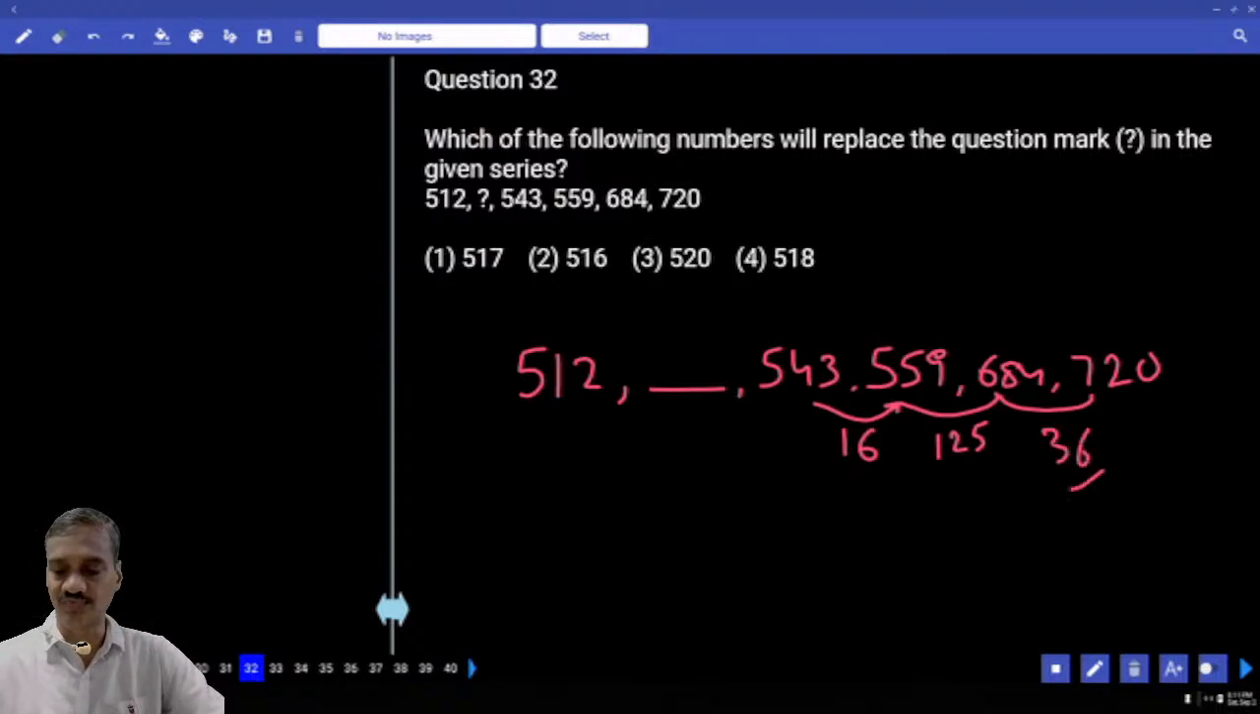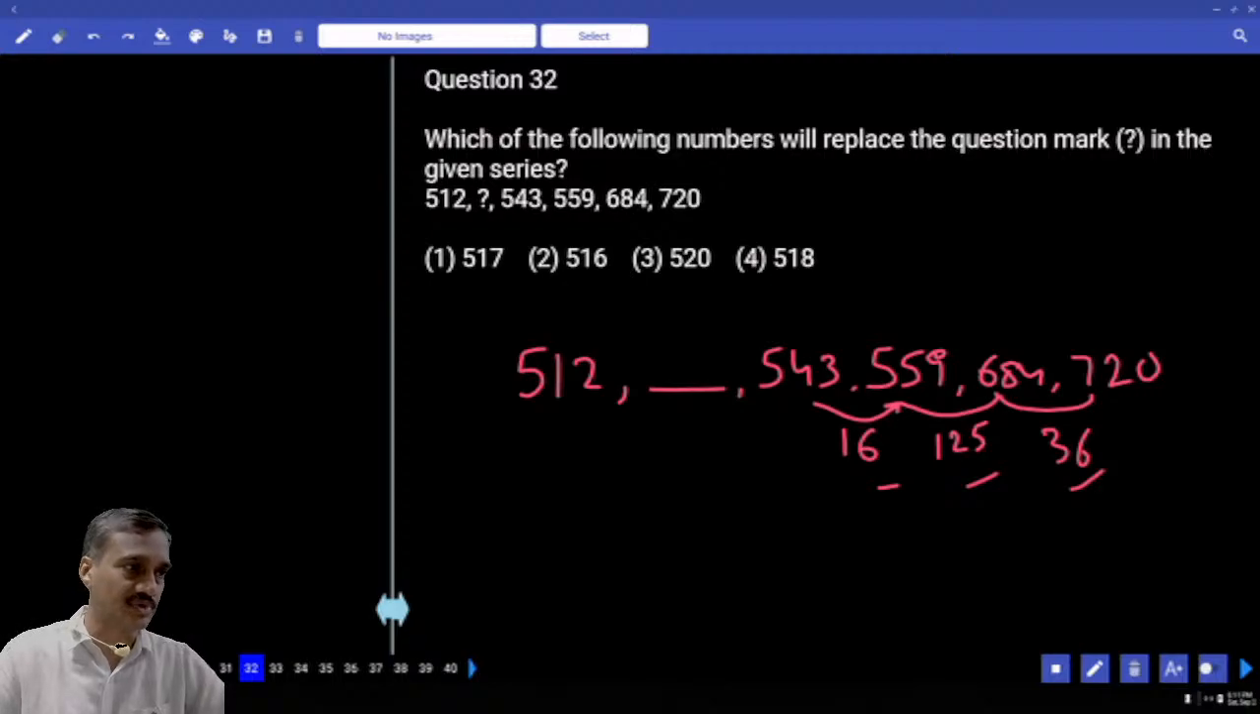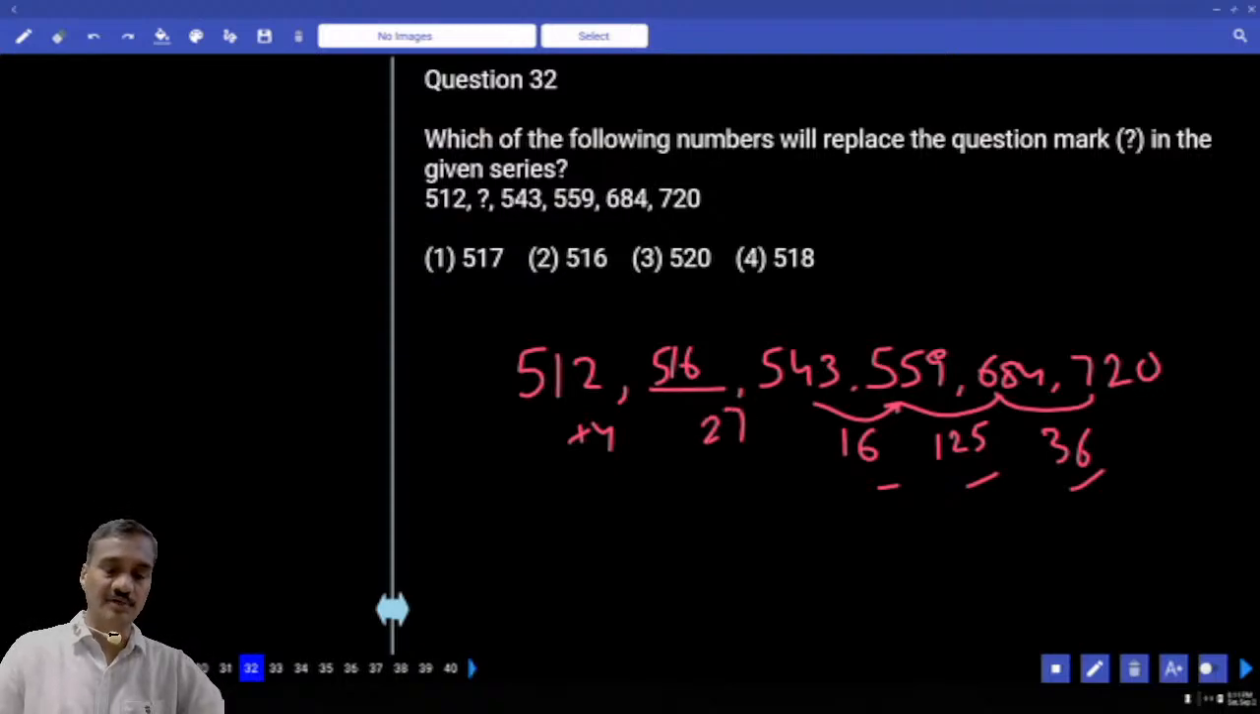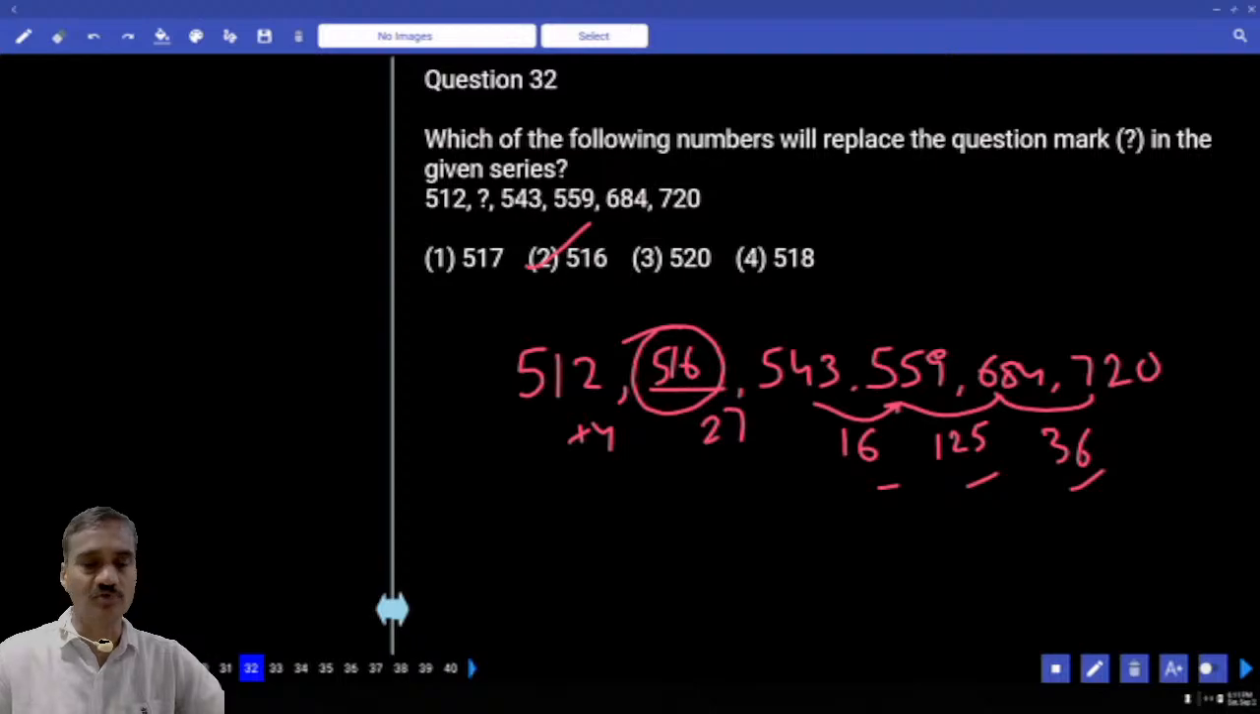That is 6 square, 5 cube, 4 square, 3 cube, 2 square. And so 512 plus 4, 516. And next one 2 square, and next one 3 cube, 27. And 516 plus 27, 543. And what is the missing number here? 516. That is squares and cubes are added alternately. 2 square, 3 cube, 4 square, 5 cube, 6 square.